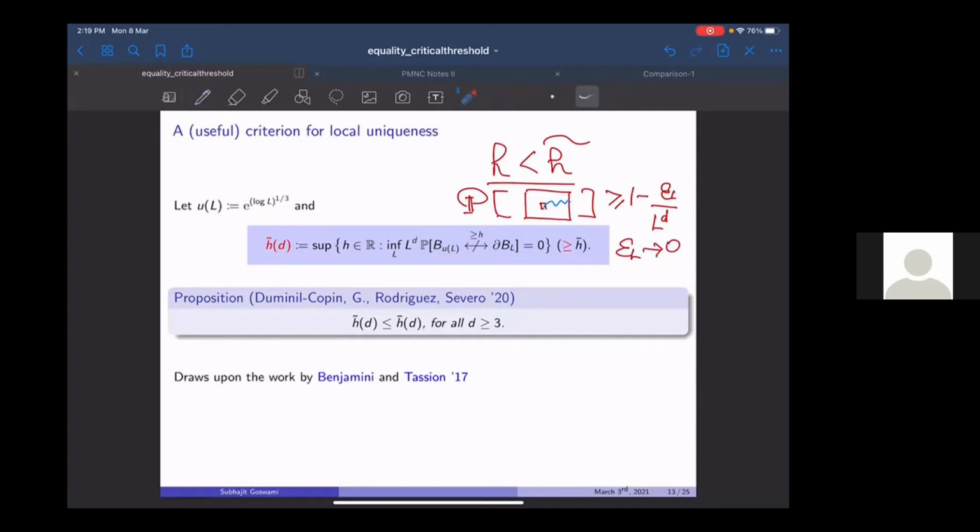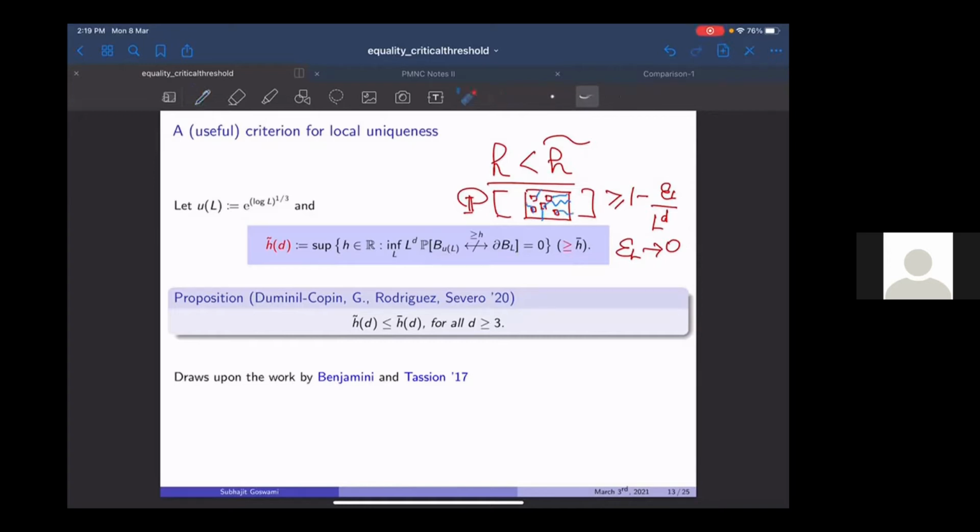What's the point of this? Look at this: why 1 over L to this epsilon_L over L to the power D? Well, L to the power D is exactly the volume of the box of size L. So by a simple union bound, you can place boxes everywhere, here, here, here, and ask each one of them to be connected to the boundary.